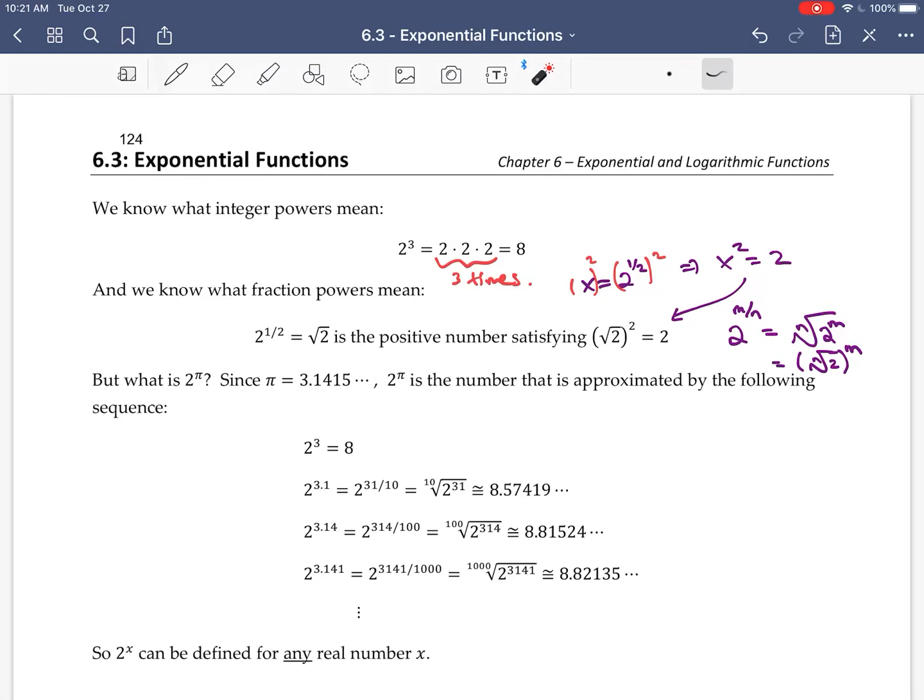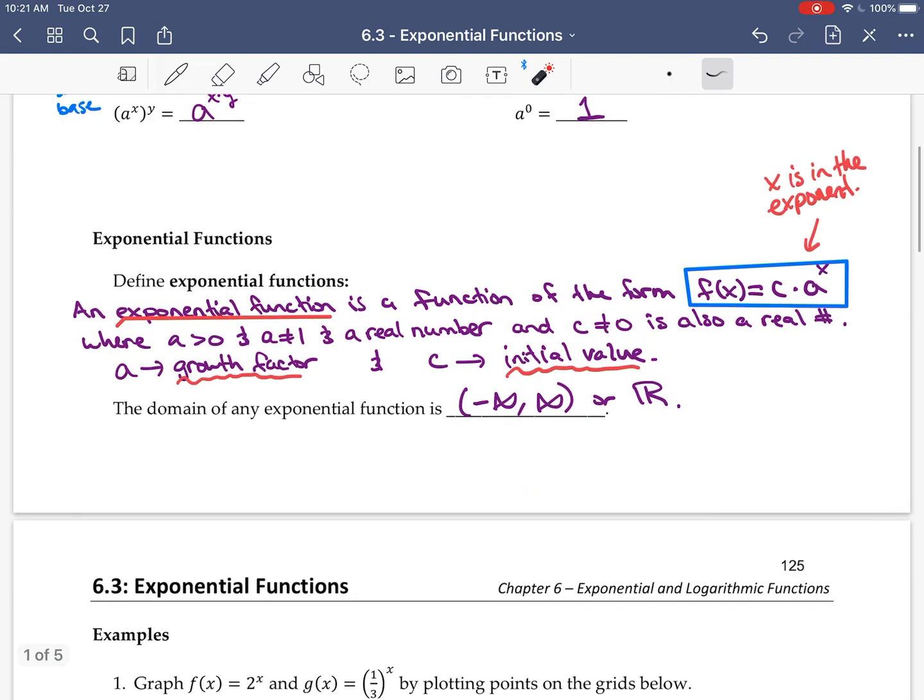In this video, we're going to do a few more examples dealing with exponential functions. So remember, an exponential function is a function of the form a constant times some number to the power x. So x is in the exponent. Now, I should have written here, it's the growth factor, but it's also called the base of the exponential function. So the base has to be positive, so bigger than 0.